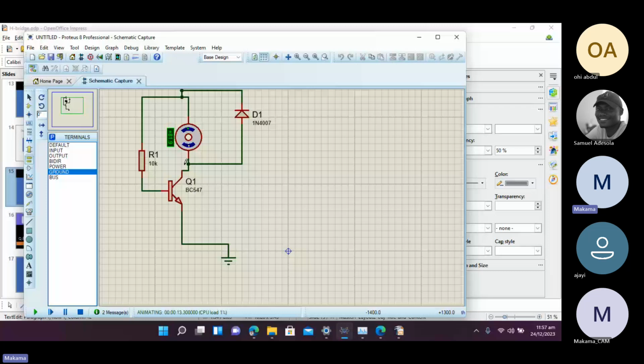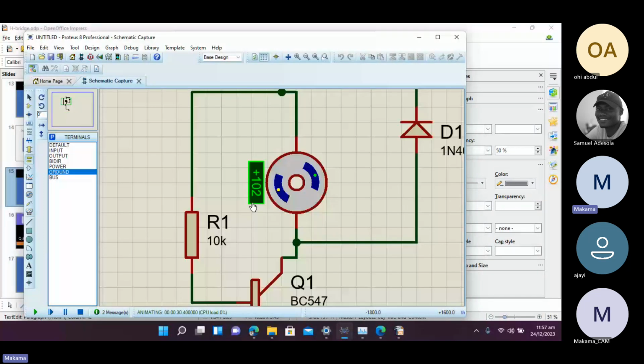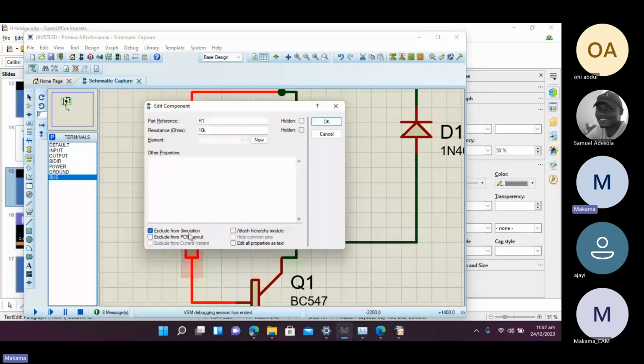If you have the rating of your motor to be able to reach, let's say, 1000 rpm, and you power your motor and find out it is not reaching up to that speed, or the speed is not satisfying for you, what can you do? You can see now we are gaining a maximum of 102 rpm, right? So if you want to increase that, you can reduce the value of this resistor. Let's say 5k.